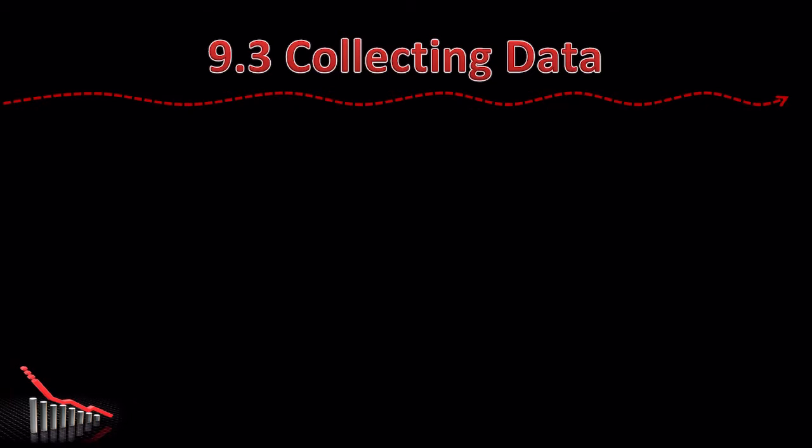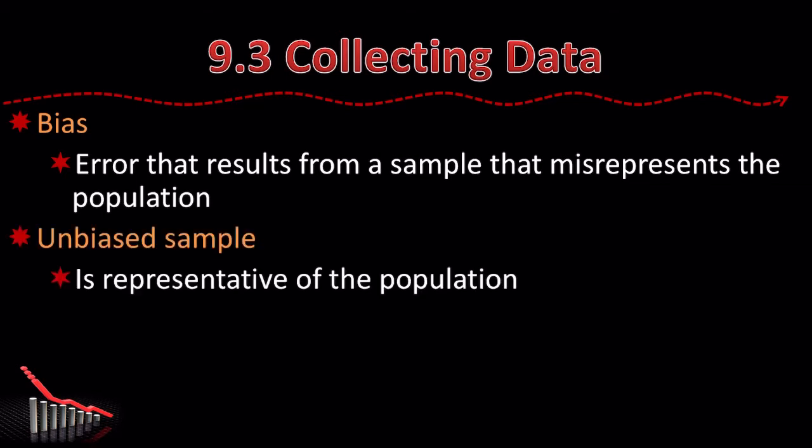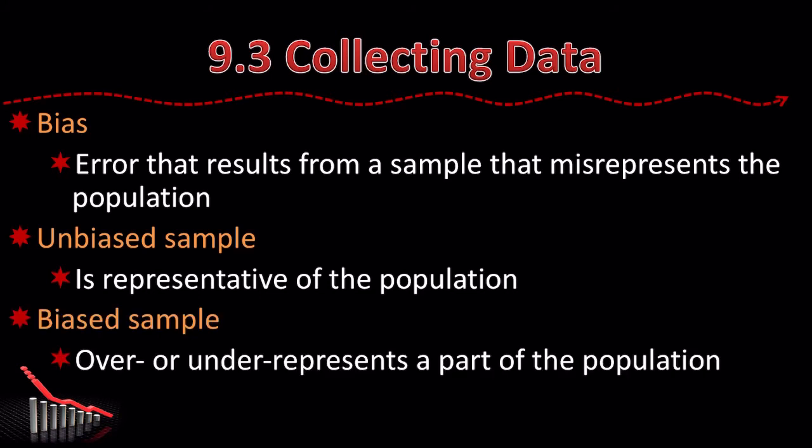All right, so those were different ways to find samples, but which sample is best? Well, we have to look at bias. Bias is an error that results from a sample that misrepresents the population. So we would like an unbiased sample, because that is representative of the entire population. The latest presidential elections have had issues in that their sampling for their polls were biased. They didn't give the real picture. A biased sample over or underrepresents a part of the population.